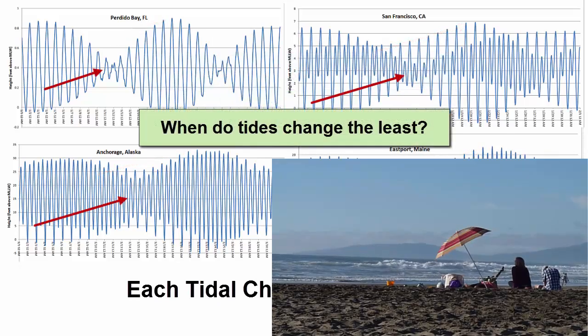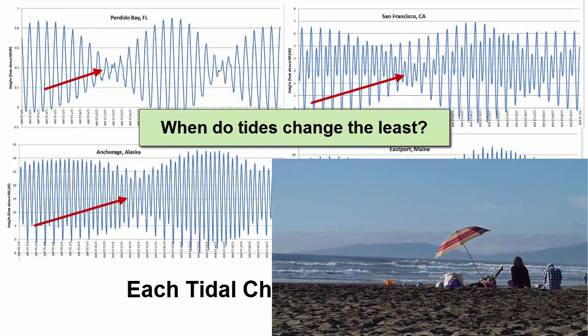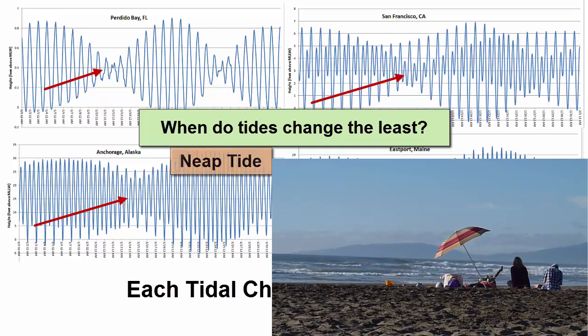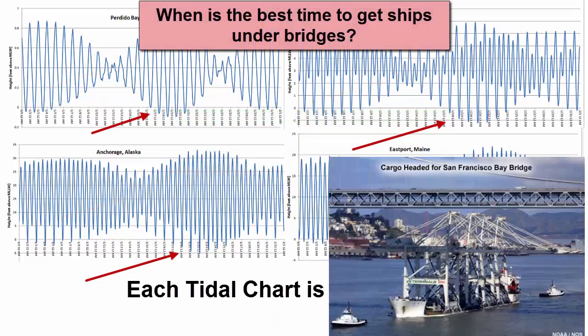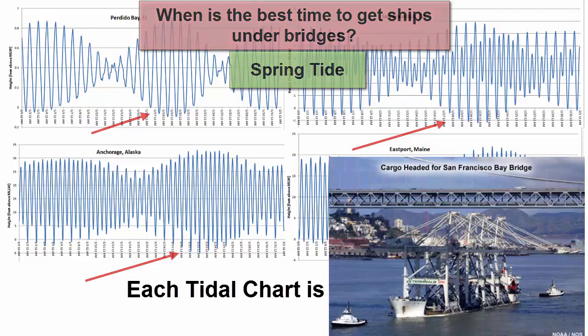At which time would you want to plan a beach picnic so you could minimize water level changes around your picnic site? Neap tides. Finally, there are some ships that must time their entry to San Francisco Bay to make it easier for them to pass below the Golden Gate Bridge without hitting it. They are looking for the lowest water levels. When would that be? Again, spring tides.